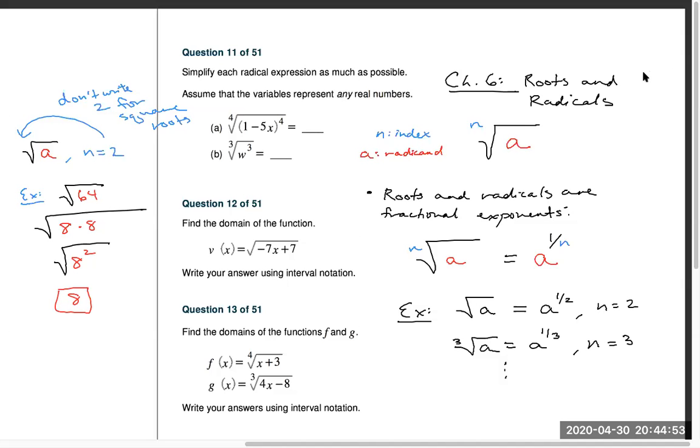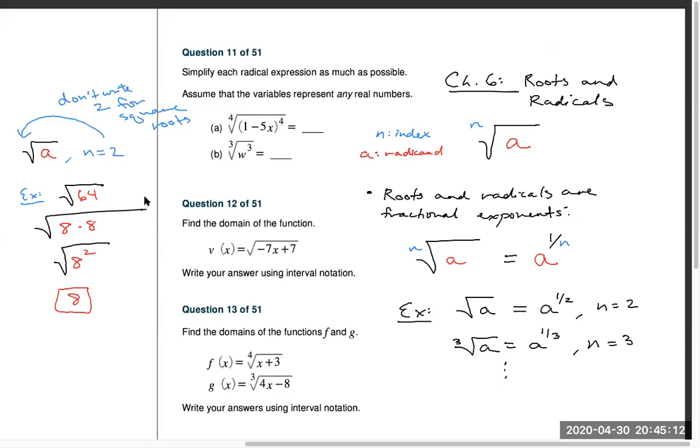Now, next, roots and radicals are actually fractional exponents. So if you have the nth root of a, that's the same as a to the 1 over n. So square root is the same as a to the 1/2. Cube root of a, same as a to the 1/3, so on and so forth.